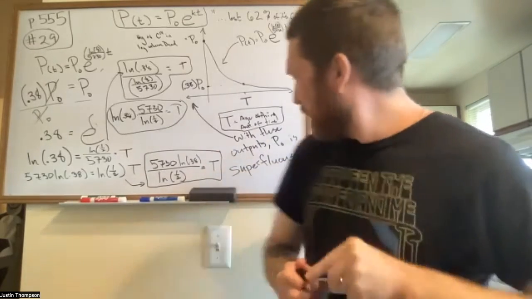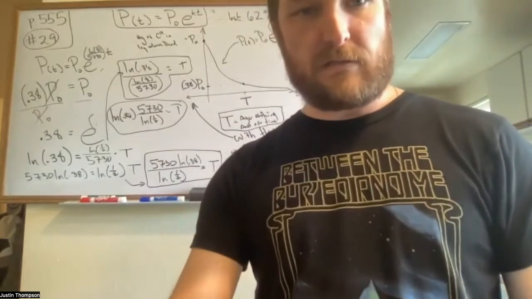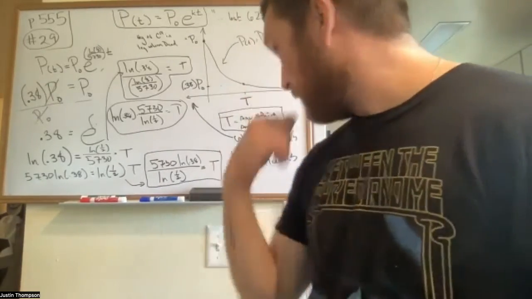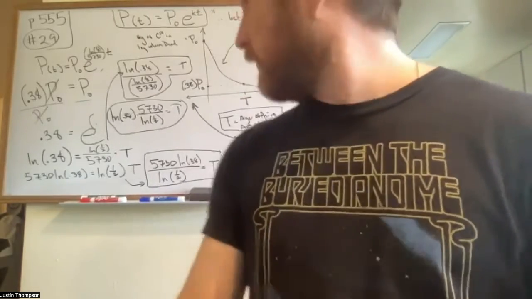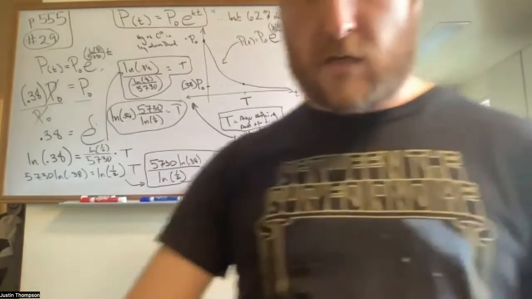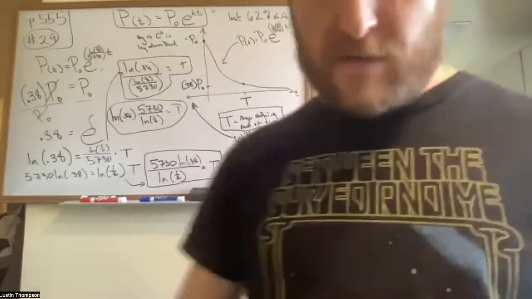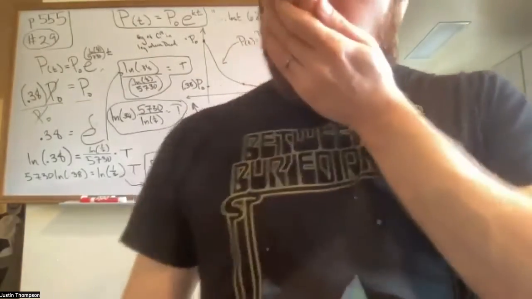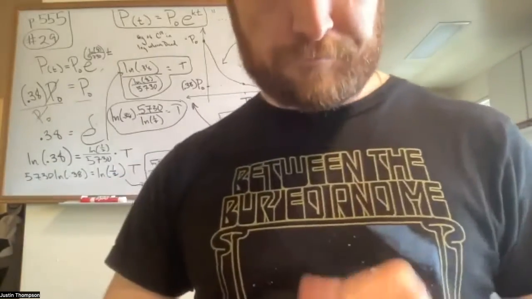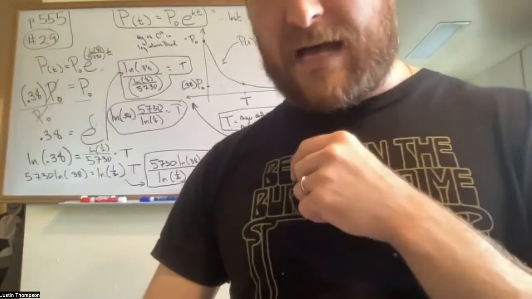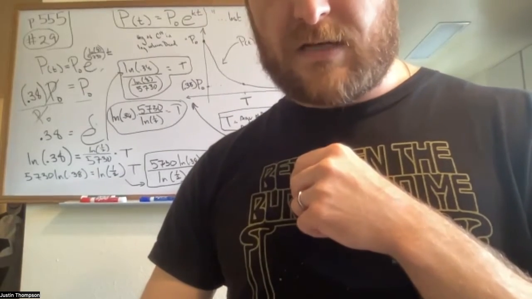I'm going to get my calculator real quick. I'm not going to pull it up because this is an easy one to do. I'm just going to say what I'm doing here. So it's going to be 5730 times ln of 0.38. Take that and divide it by the natural log of 1/2. I could go 0.5 or I could go 1/2. I'm going to go natural log 1/2 end parentheses.